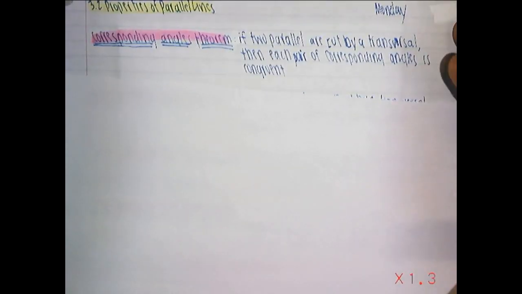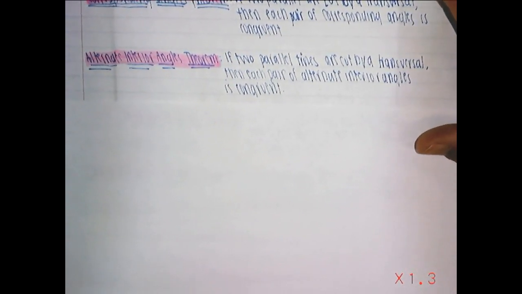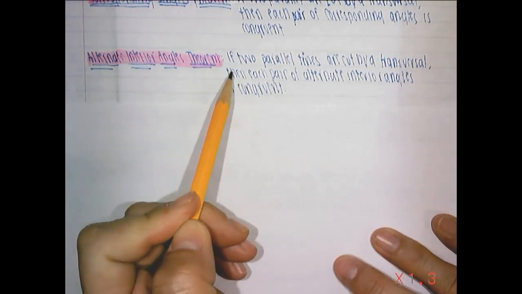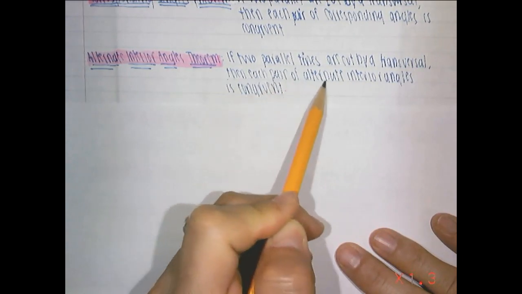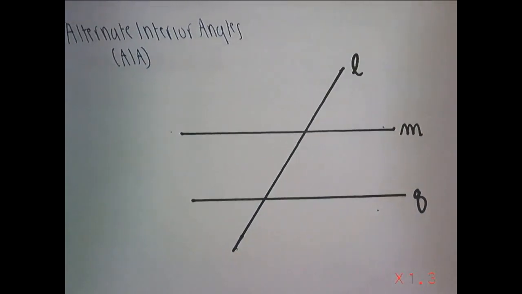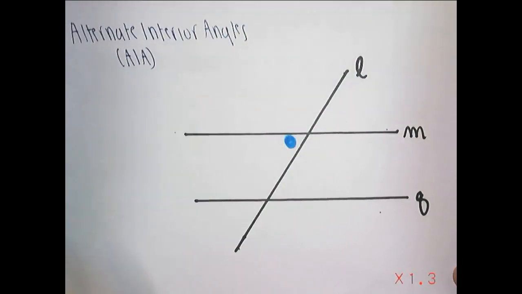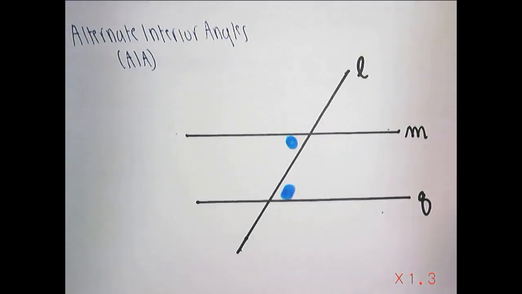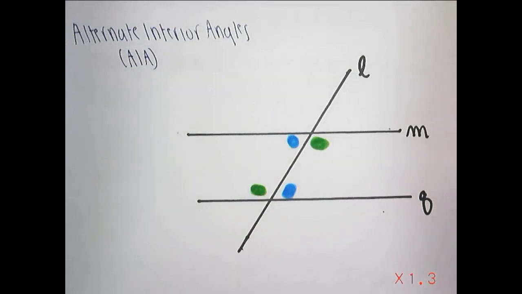If we move down, we're going to talk about alternate interior angles. So again, these all apply to parallel lines. If two parallel lines are cut by a transversal, then each pair of alternate interior angles is congruent. So we're going to identify the alternate interior angles this time. Here are our alternate interior angles. This would be an alternate interior angle to this angle, and this would be an alternate interior angle to this angle.